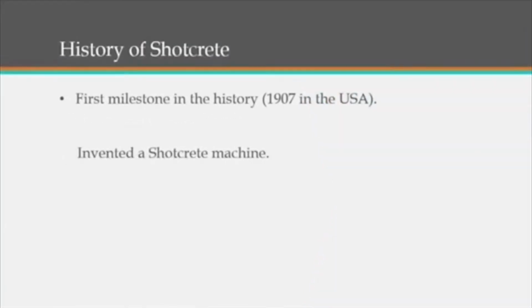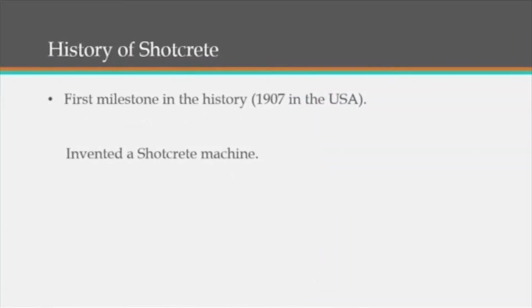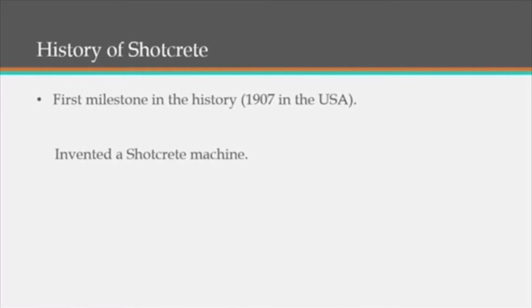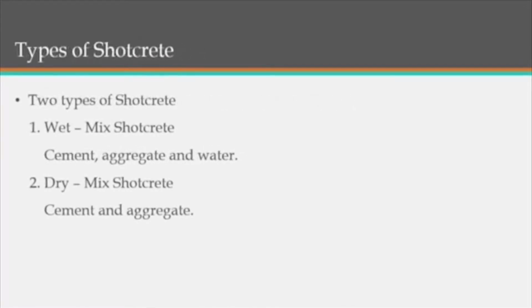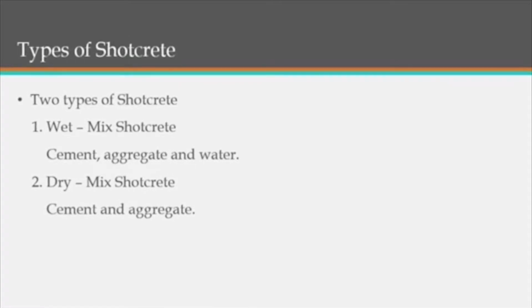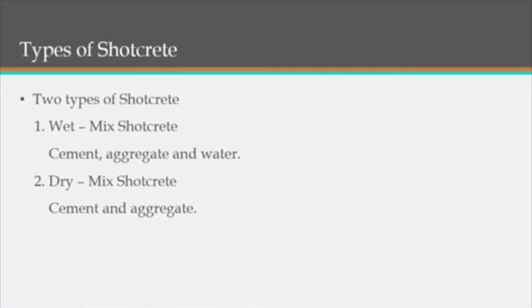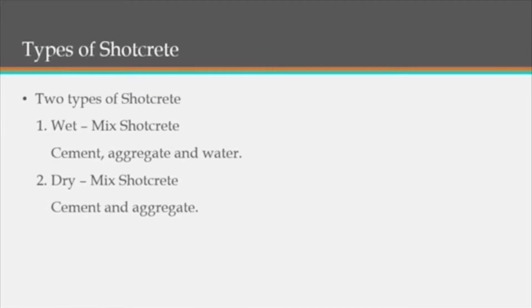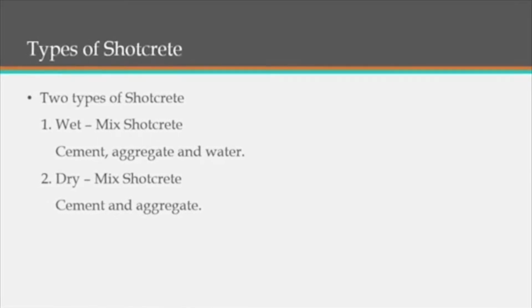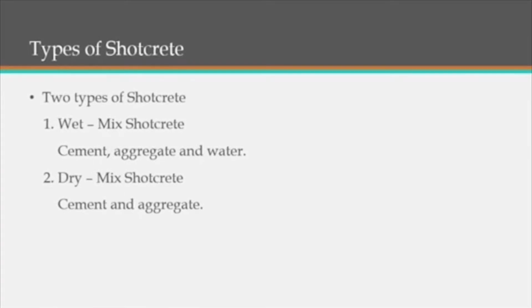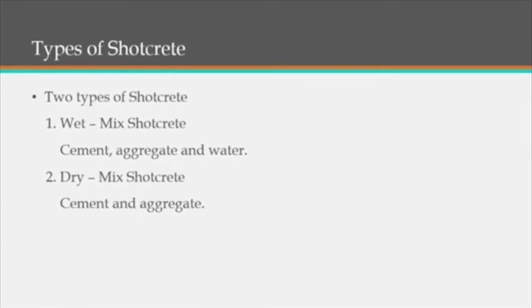The first milestone in the history of shotcrete occurred in 1907 in America, when a machine was invented by Carl Ethan Akeley. Typically there are two types of shotcrete, which are wet mix and dry mix shotcrete. The wet mix shotcrete batches and mixes the cement, aggregate, and water together, and the dry mix shotcrete only batches and mixes the cement and aggregate.